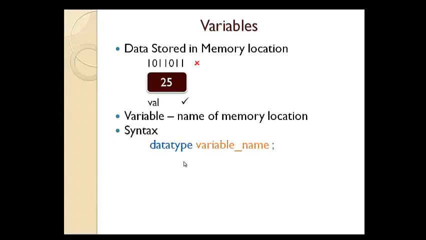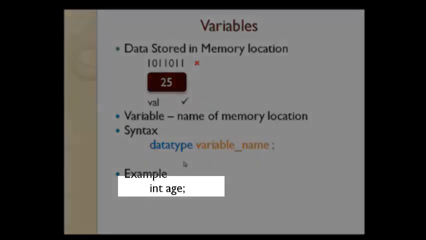To declare a variable, the syntax is data type, space, variable name, followed by a semicolon. Mentioning the data type is mandatory because it allocates the space in memory based on the data type only. We'll see some examples to declare a variable. Here, int age: int is the data type and age is the variable name.